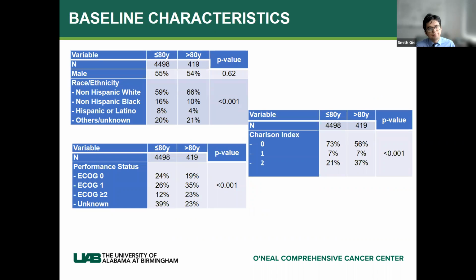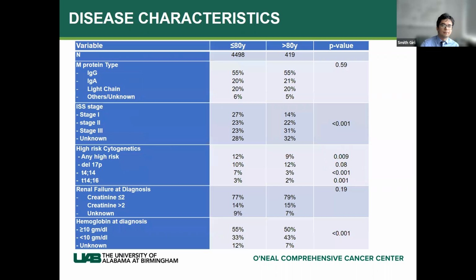Our baseline characteristics were compared between those older than 80 versus younger. Those who were older than 80 were more likely to be non-Hispanic whites, have an impaired ECOG performance status, and have a higher prevalence of comorbidities, as expected. In terms of disease characteristics, patients over 80 years old had a higher ISS stage, the International Staging System, as well as a lower prevalence of certain high-risk cytogenetics, particularly the IgH translocations. This has been documented and reported before in smaller studies.